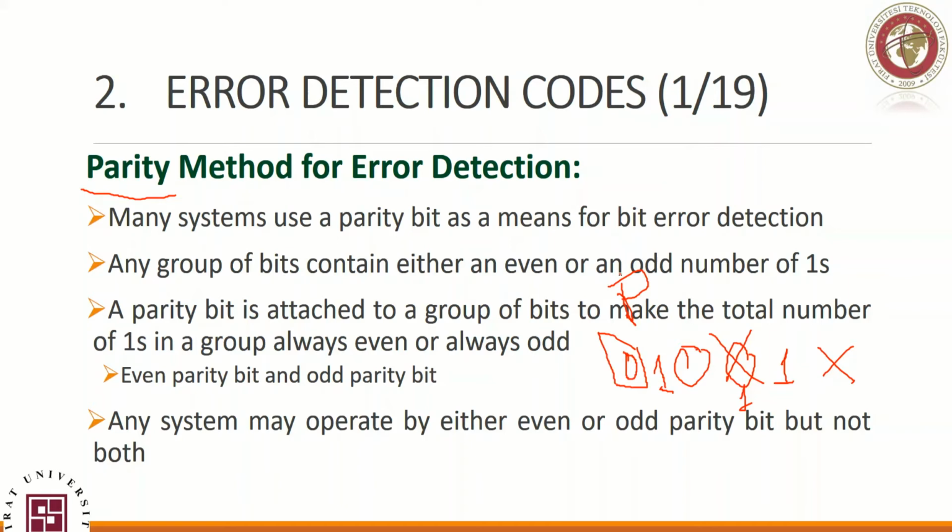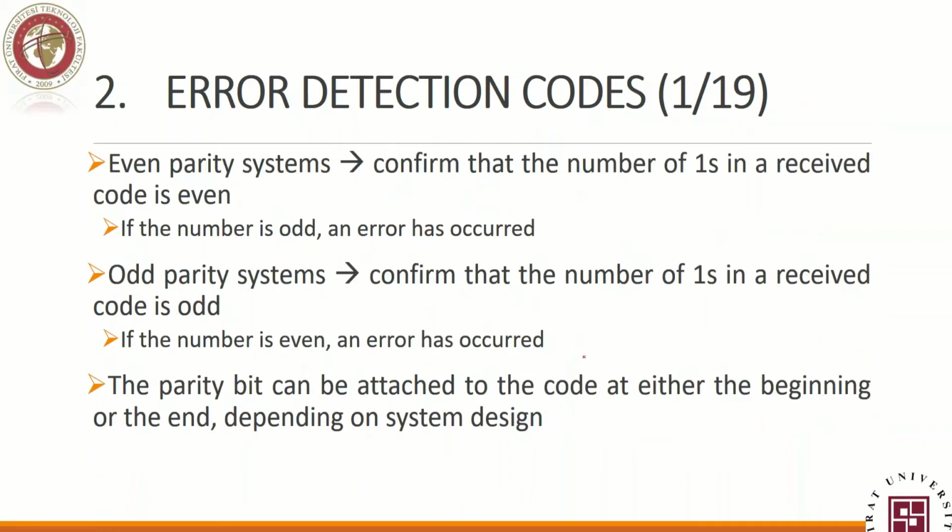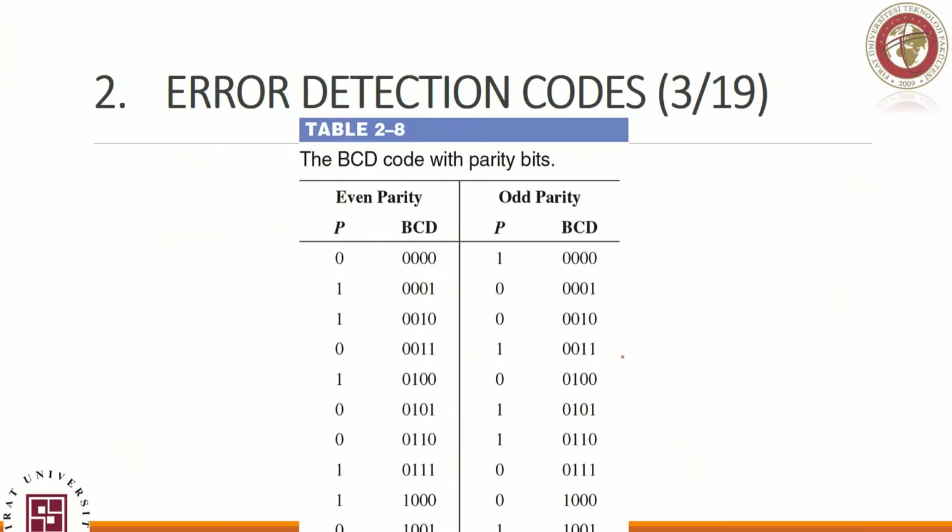Also, we have the odd parity. The odd parity counts the number of ones. If it is odd, then it places 0 here. If it is even, it places 1 here. So let me give you a few examples, just directly, so that you understand. Now this is even parity.